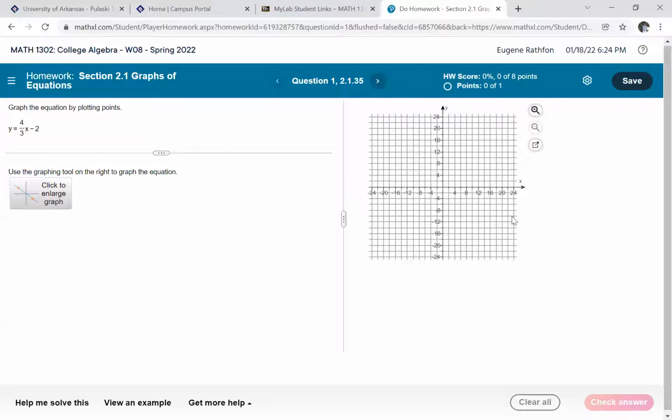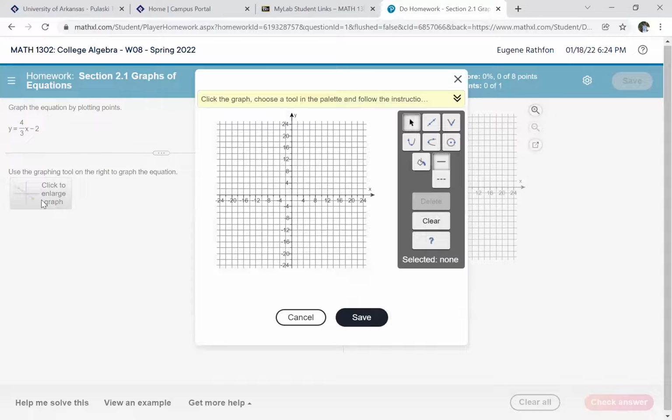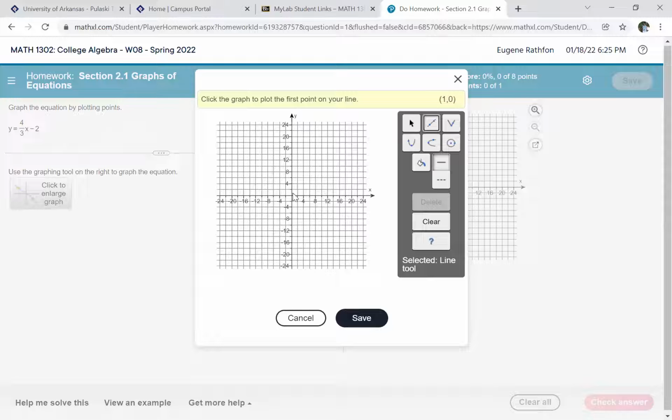All right, y'all, so you should actually be seeing Math Lab now. Okay. So what you want to do to graph this is come over here on the left side and it says click to enlarge graph. Click on that. It's going to bring up another little graph with the tools on it. So since this is a straight line, we grab the tool that says line tool. Looks like a straight line with 2 dots on it. Click that. Come over here and plot your first point. So my first point was 0, -2. So I'm gonna start at 0 and go down to -2.